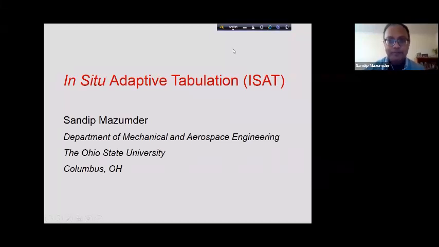Hello, everyone. So today I want to talk about something that is encountered quite commonly in any type of scientific or engineering calculation. It has to do with the idea of a table. Very often we use what are called lookup tables for our calculations.